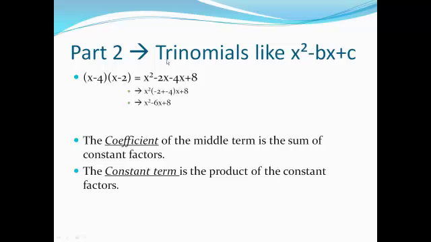Part 2. What if you have trinomials that don't have all positives in them? In this example, let's say you had x squared minus bx plus c, or if I multiplied x minus 4 times x minus 2 out, I would get x squared minus 2x minus 4x plus 8. And then if I combine my like terms in the middle, I would get x squared minus 6x plus 8. Well, the coefficient of the middle term, again, is the sum of the constant factors. So negative 2 plus negative 4 will give me negative 6 for my middle term, and the constant term is the product of the constant factors. So negative 4 times negative 2 will give you positive 8.